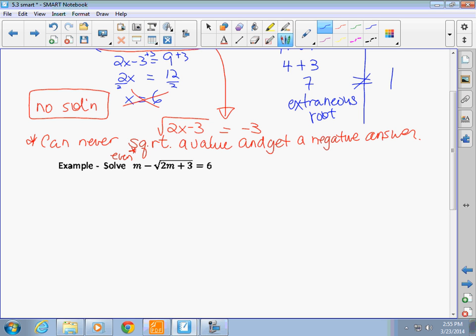Okay, the next one. m minus the square root of 2m plus 3 is equal to 6. So first I do my restriction. 2m plus 3 is greater than or equal to 0. So 2m is greater than or equal to negative 3. m is greater than or equal to negative 3 halves. So now let's solve.